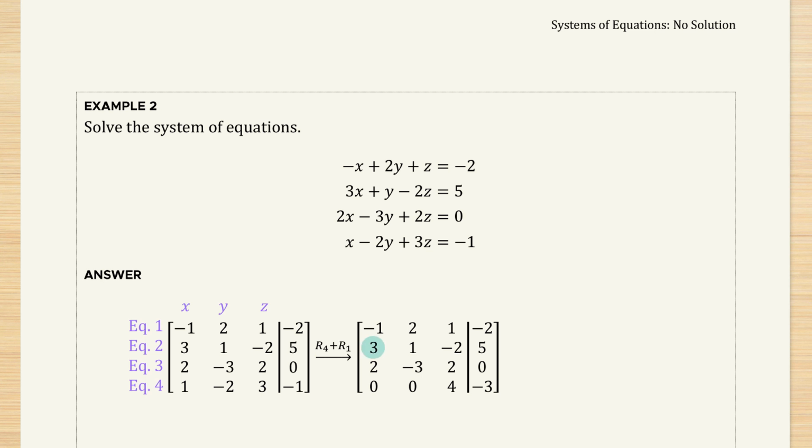Then, looking at the 3 and the -1, if we go 3 times -1 added to that 3, we can get rid of the 3. Row 2 plus 3 times row 1. 3 plus 3 times -1 is 0. 1 plus 3 times 2 is 7. -2 plus 3 times 1 is 1. 5 plus 3 times -2 is -1. And then we can clear that too by adding 2 times -1 to the 2.